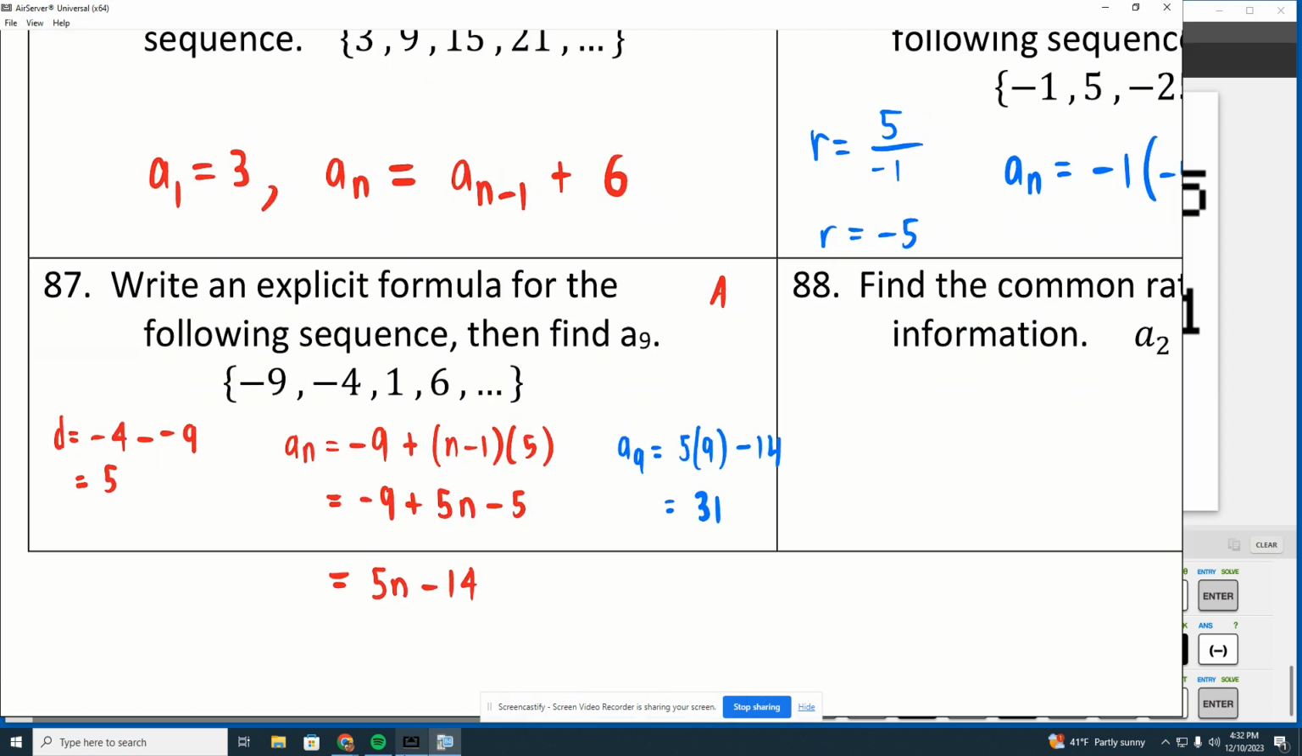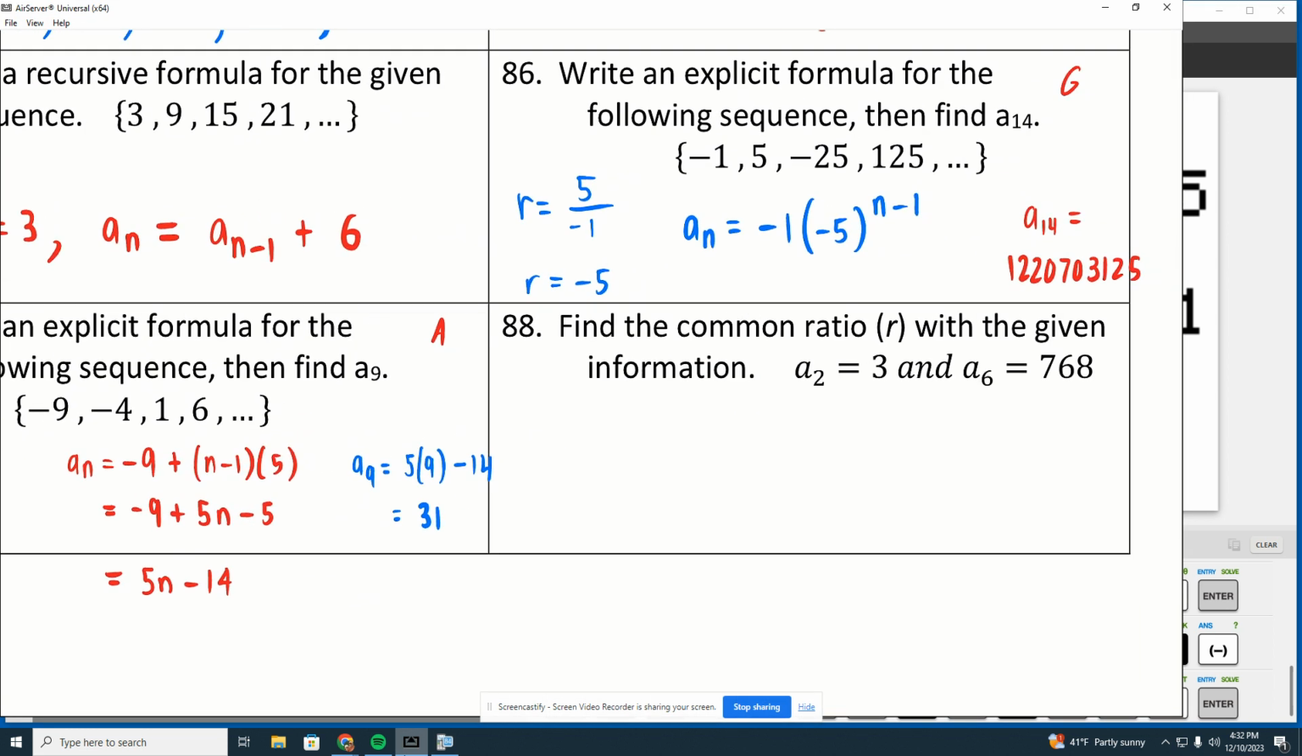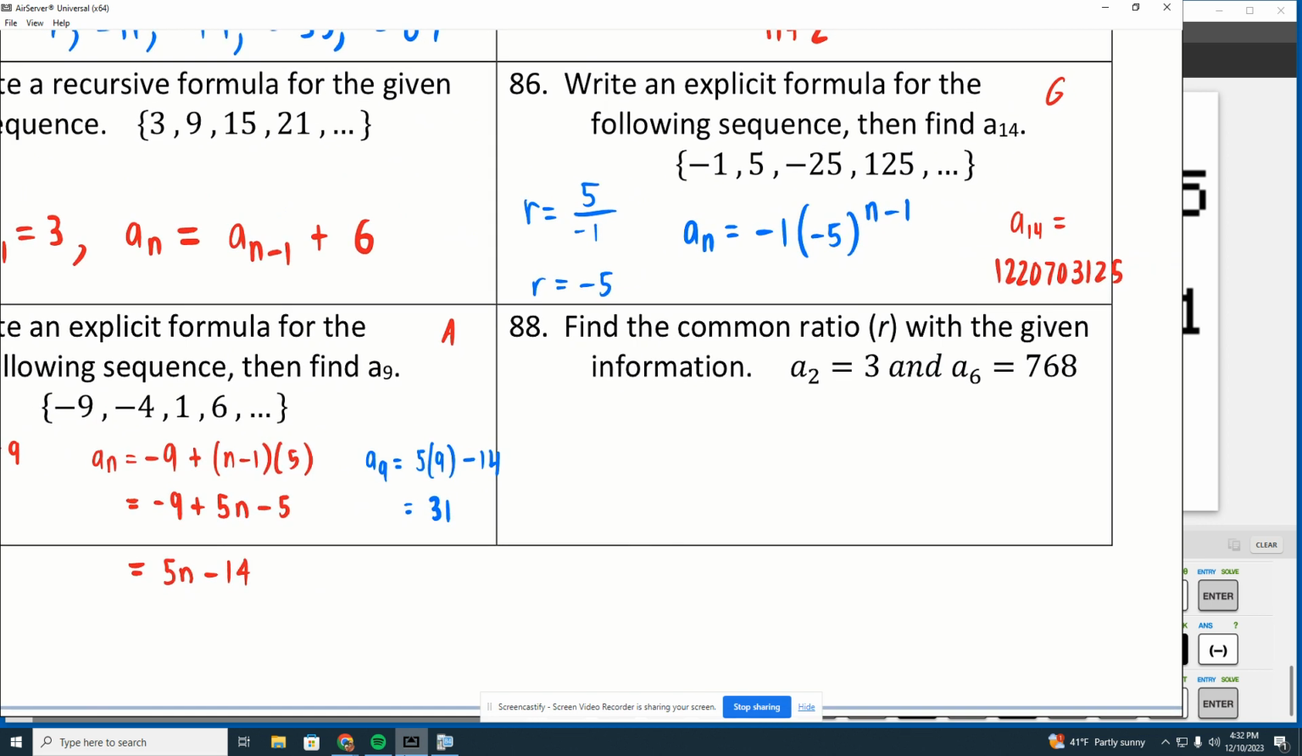Okay? And the last one, they give me a sub 2, they give me a sub 6, and it wants me to find the common ratio. So remember, we said that finding the common ratio, originally, when we talked about this, we take our a sub 2 and we divide it by a sub 1. And those are consecutive terms. That's how it gives me r. But I don't have those.